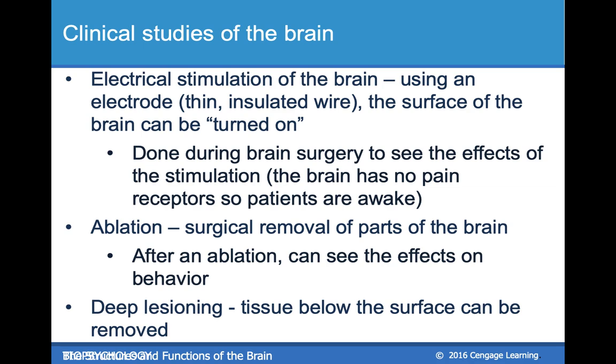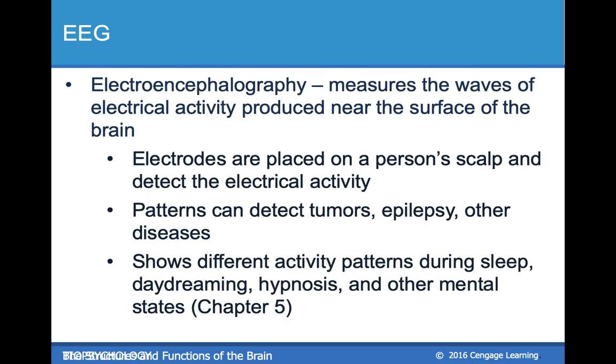So it's kind of cool how many surgical techniques they can do even within the brain. We can also do EEGs, or electroencephalography. They measure the waves of electrical activity produced near the surface of the brain. This is actually something that's pretty inexpensive, say $100,000 to $200,000 for the equipment.